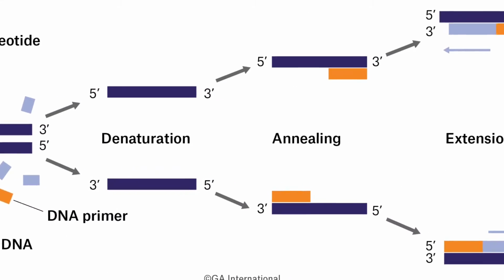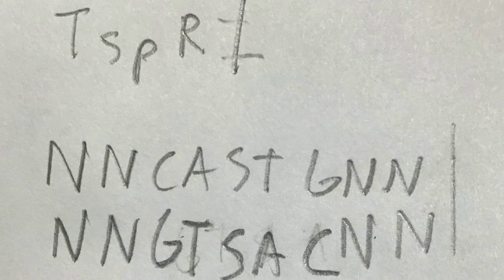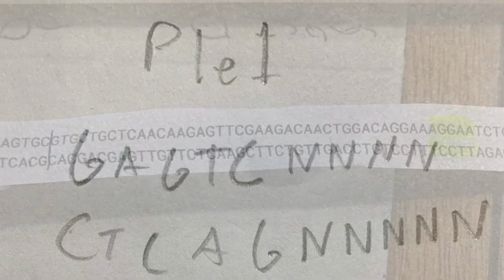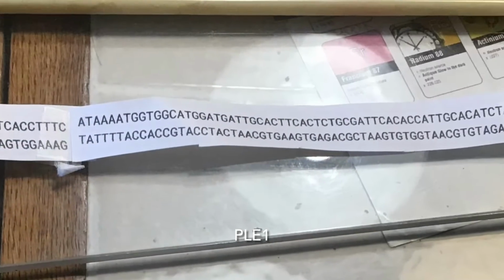PCR will be used to create more copies of this gene for study. To cut the DNA strand, we will be using the restriction enzyme TspRI. On the screen, the N refers to any base, and S refers to either guanine or cytosine. We will also use the restriction enzyme PleI. The restriction enzyme cuts will occur at position 252 and 403 on the gene.